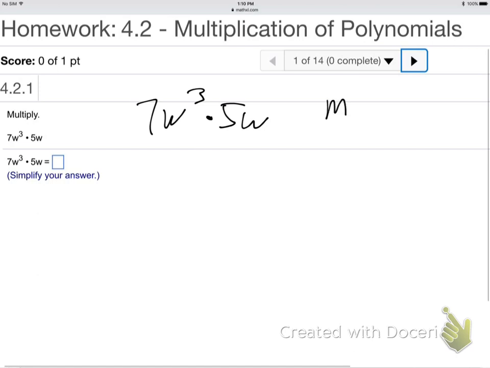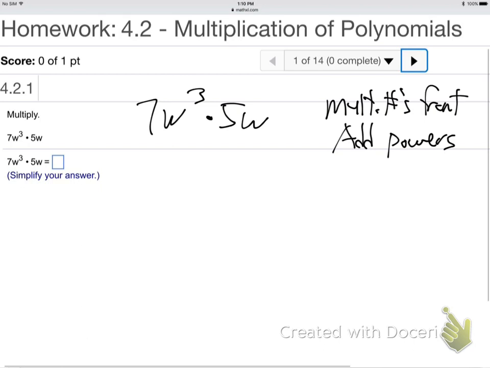Yeah, right. Multiply the numbers in the front, add the powers. So that's what you do when multiplying. Well, I'll just grab the title up here: Multiplying polynomials. You multiply numbers in the front, add the powers. So this would be 7 times 5, 35.